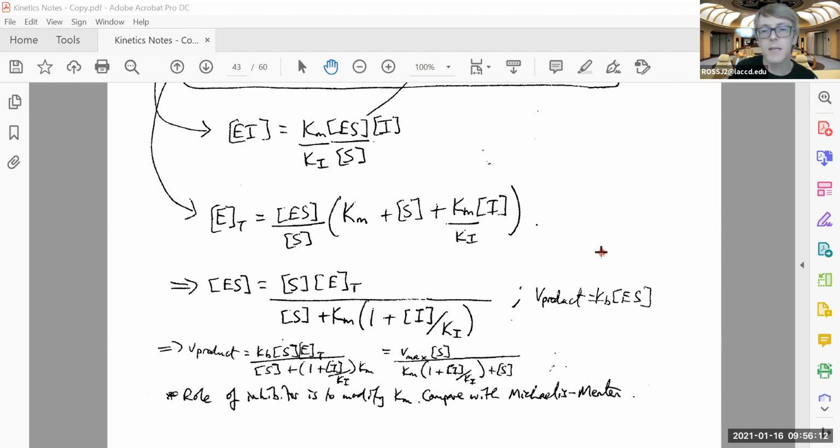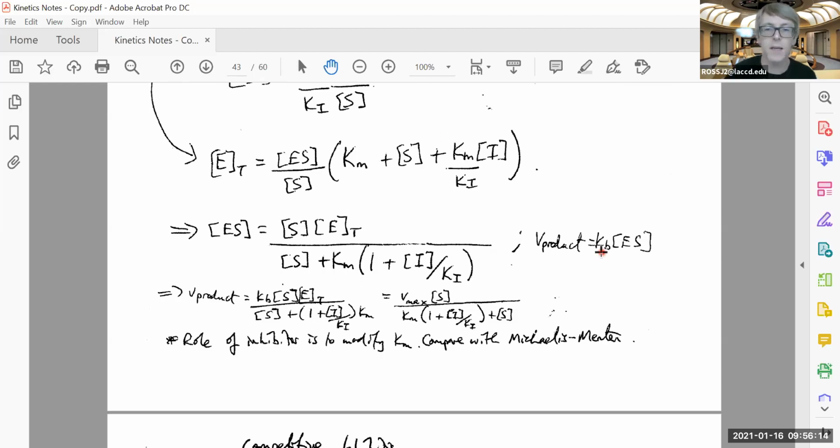Just as a comparison, I do have a summary slide in a second, but let's just compare it on the slide while we have it. So compare it with Vmax S over Km plus S. So we can see a competitive inhibitor just has this extra term that affects the Michaelis-Menten constant, and that's it. So that's pretty important. So let's have a look at the consequences of that.